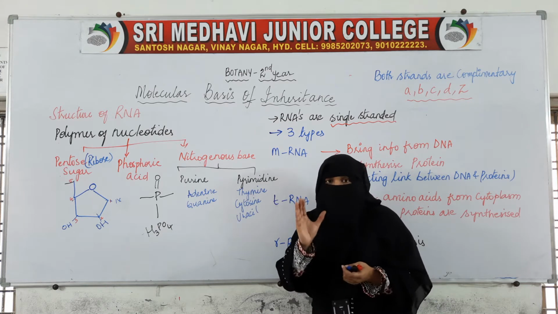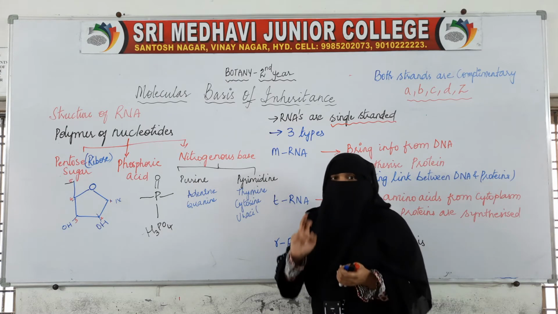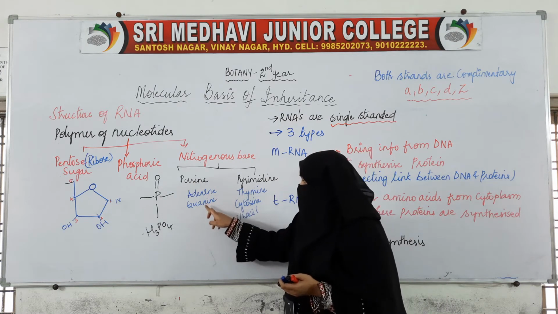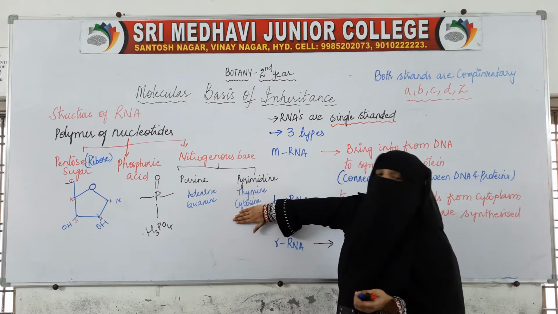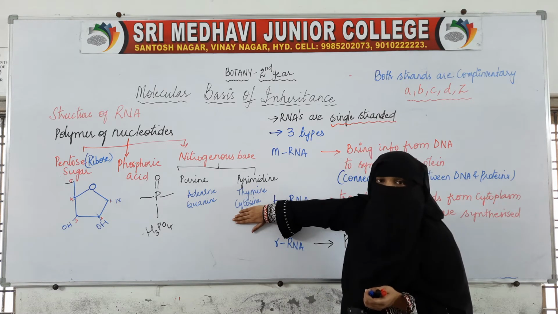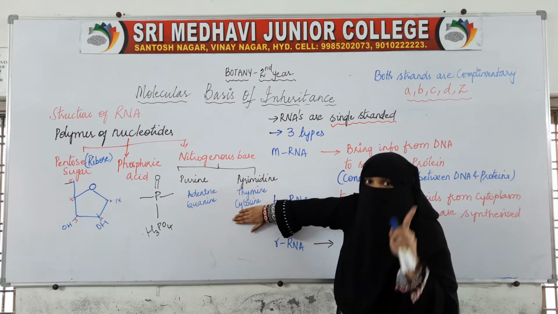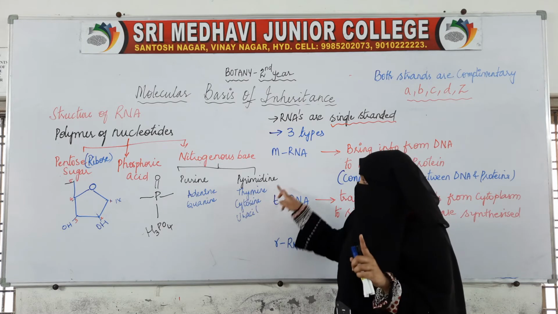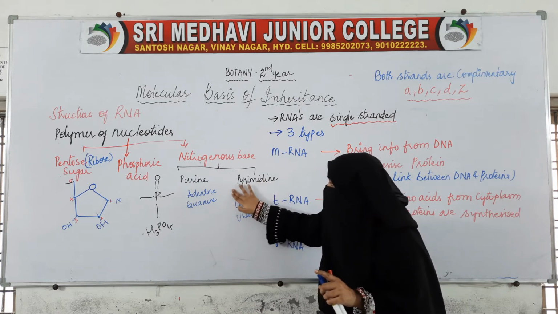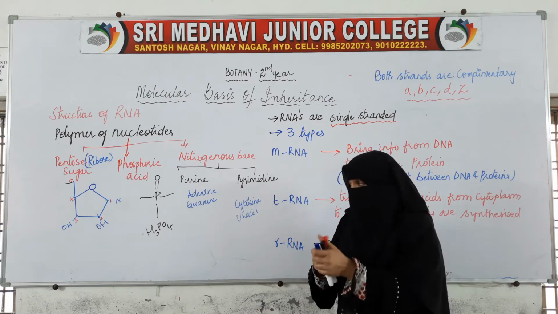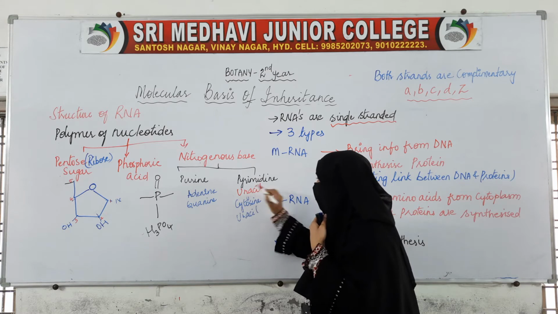But in one nucleic acid we find only two purines and two pyrimidines. In DNA it was adenine and guanine as purines, and thymine and cytosine as pyrimidines. Now in RNA, thymine will be replaced by uracil. Instead of thymine in RNA, it will be uracil.